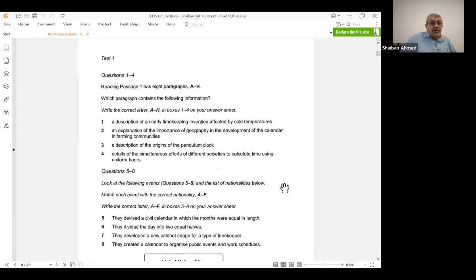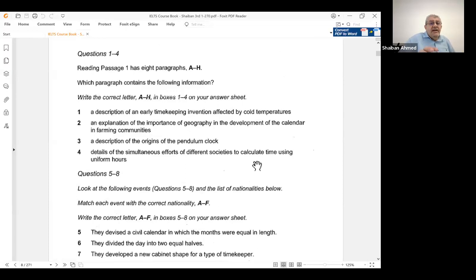Anyway. Okay, now a description of an early timekeeping. So what do you do? You start from paragraph A and see, is it description or talking in general? Description, the first, then that's it. And there is a key here. What is the key? Cold temperature. So he's going to talk about something cold.